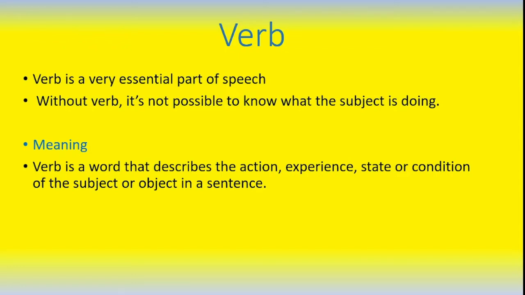For example, I am eating a chocolate. A very simple sentence. I is the subject here. Eating is the action here. Chocolate is the object here. So it describes the action of the subject, that is, what I is doing. I am eating chocolate.